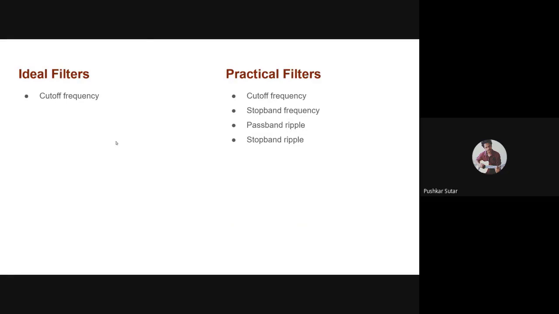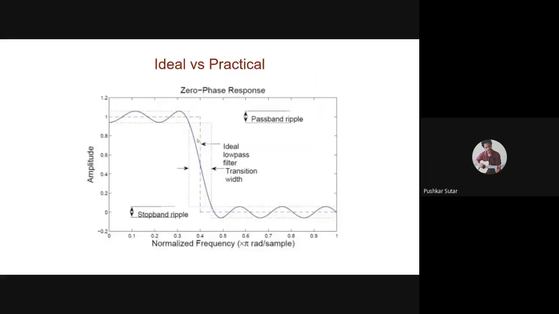So what I want you to understand here now is that for designing any ideal filter, you just needed one specification. That was the cutoff frequency, right? The rest were not needed. There was no attenuation in the pass band, and there was infinite attenuation in the stop band. Just one cutoff frequency was able to define everything for me.